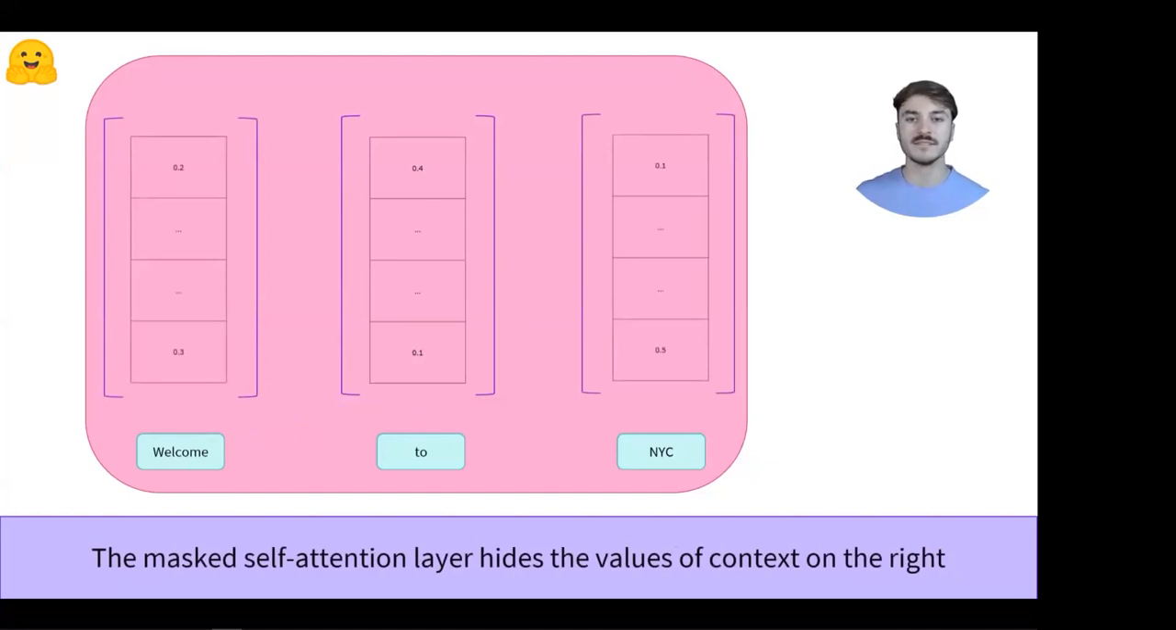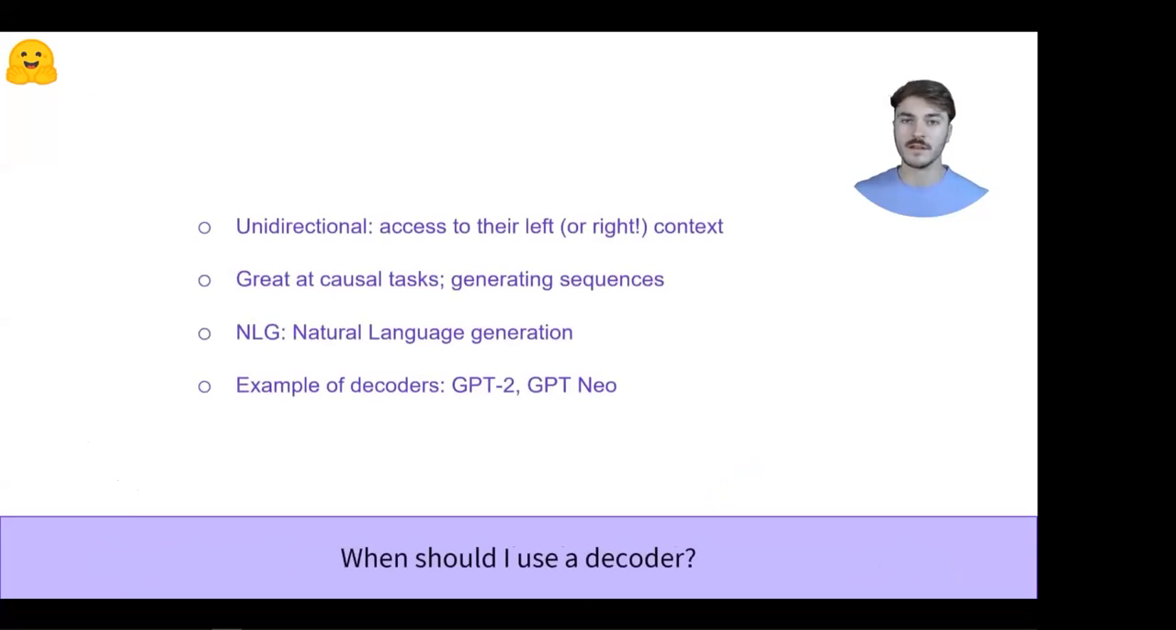The masked self-attention mechanism differs from the self-attention mechanism by using an additional mask to hide the context on either side of the word. The word's numerical representation will not be affected by the words in the hidden context. So when should one use a decoder?